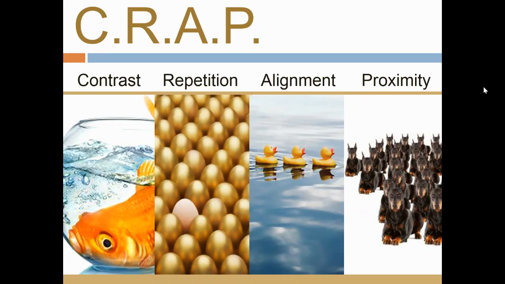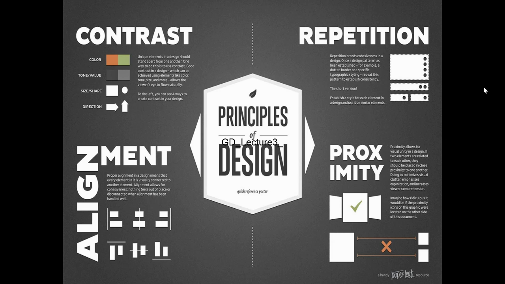Let's keep this train going and move on down to repetition. So, with repetition, just like contrast, I want to emphasize again that these are rarely done completely separate from each other. I'm going to show you some examples of repetition, but really it's going to be in connection with contrast, alignment, and proximity.